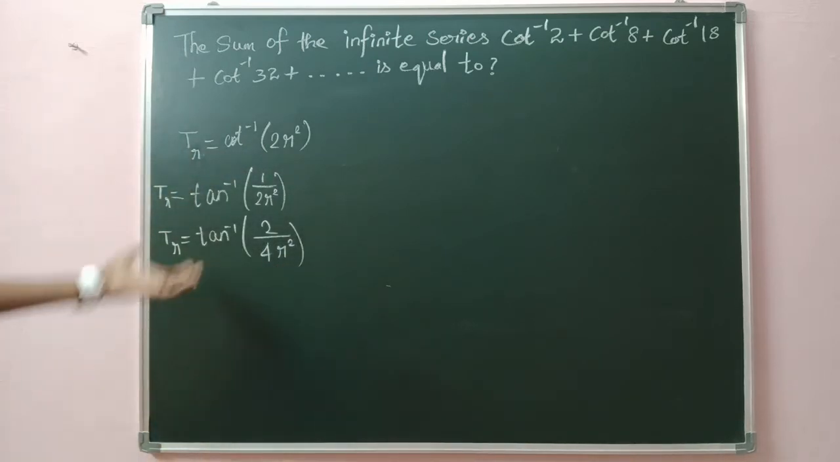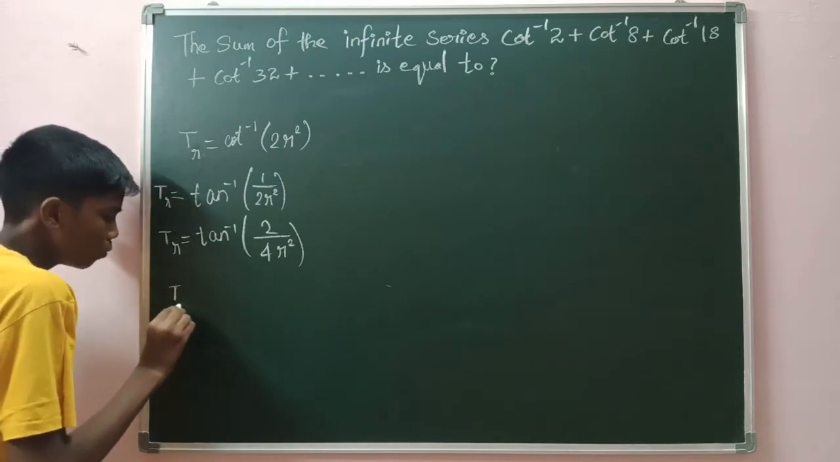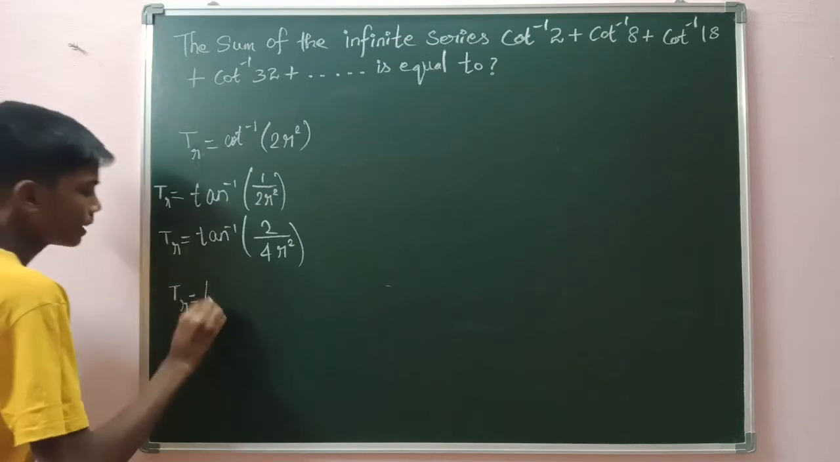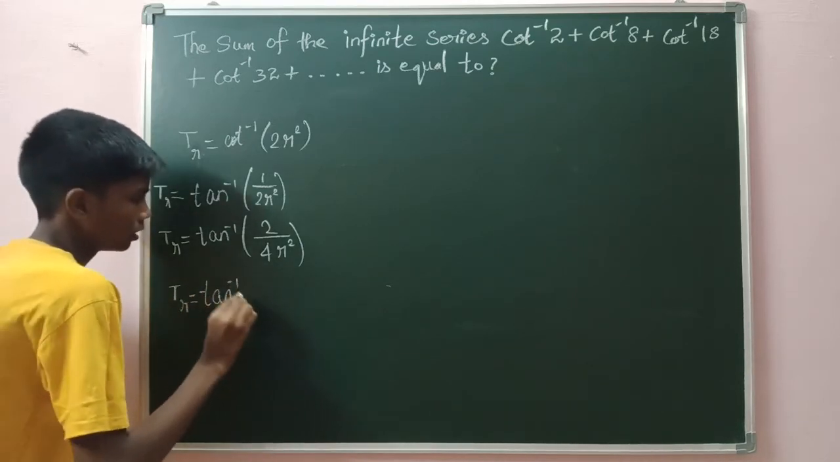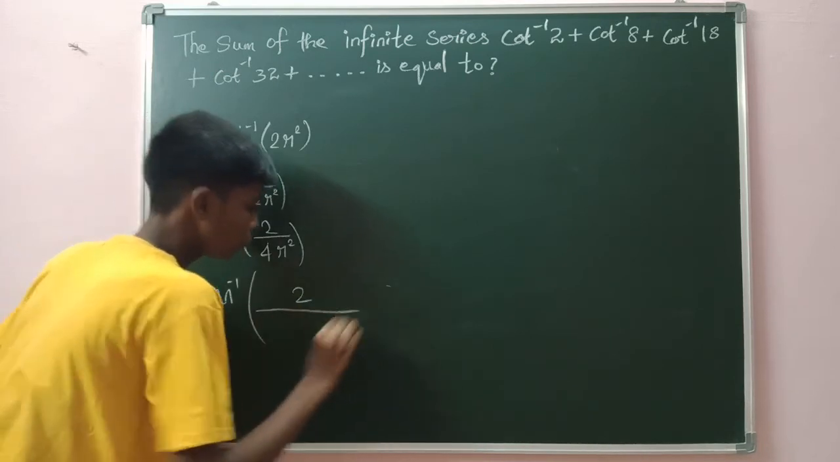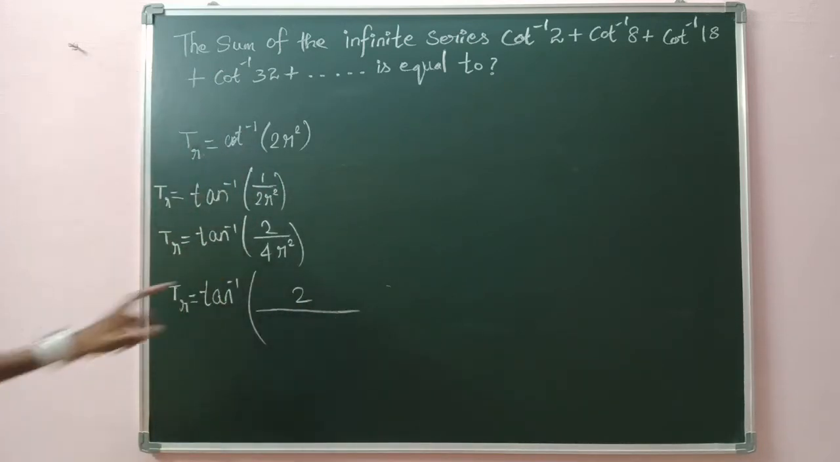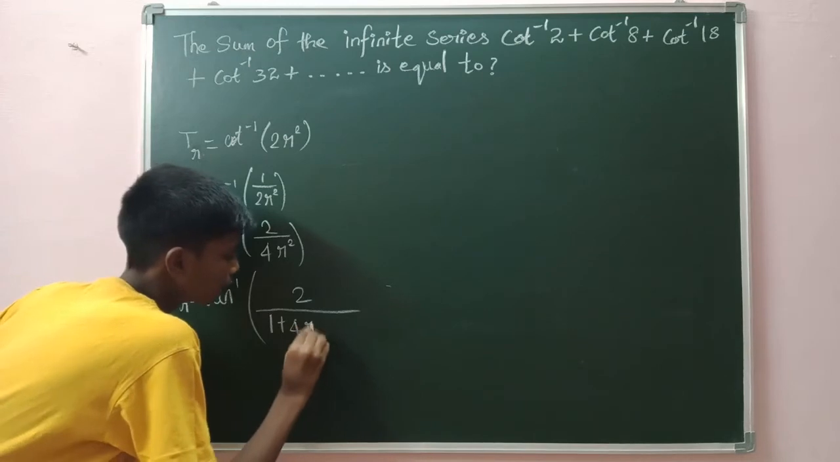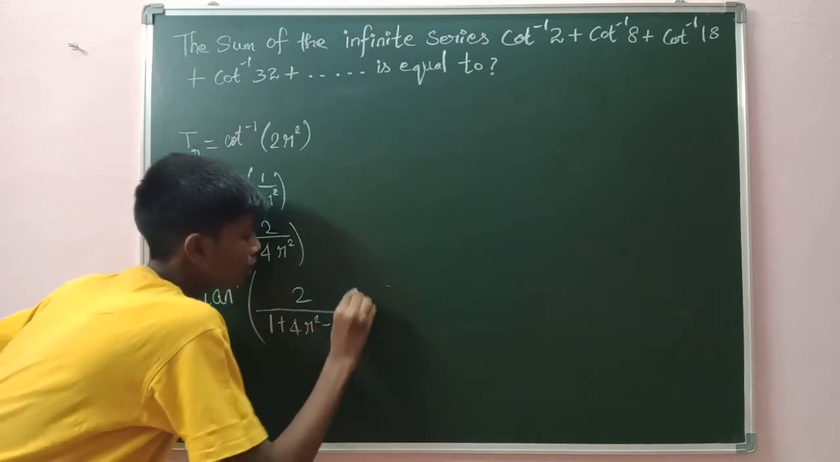This is something I will get when you multiply 2 on both numerator and denominator of this particular inside value of tan inverse. So now after this, listen very carefully. This is nothing but tan inverse of 2 by, in the denominator I am having 4r square. In the denominator I am going to add 1 and I am going to subtract 1.